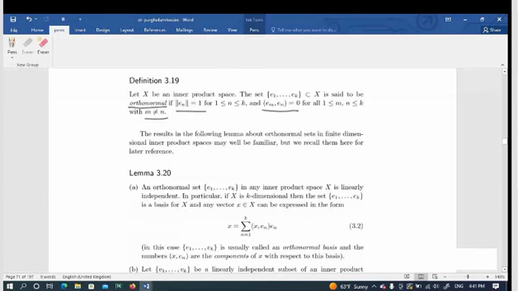Now we have this lemma. An orthonormal set E1 to Ek in any inner product space X is linearly independent. So any set of an inner product space that is orthonormal must be independent.